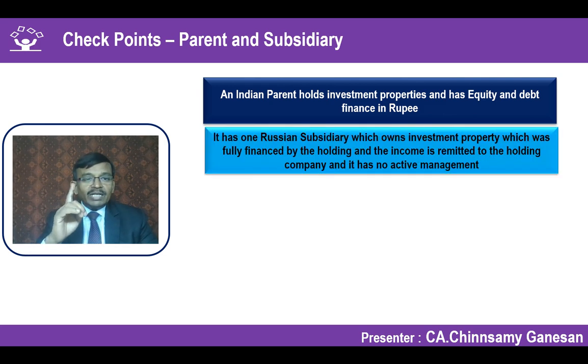It also has one Russian subsidiary where it owns investment property. And the entire investment property held in Russia is financed by the holding company, and the income arising out of that is remitted back to the holding company. The Russian subsidiary does not have any active management. It simply has the investment property, collects the income, adjusts the local expenses, and sends it back to the parent company.